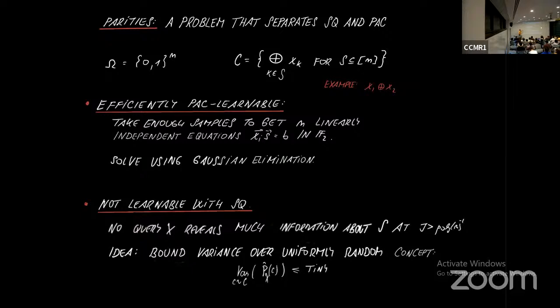In SQ, on the other hand, you can show that no matter what query you make to the oracle, the response to the query will not reveal enough information about the hidden concept. And the way you can show this is that you can bound the variance over a uniformly random concept, the variance of the response of the oracle.